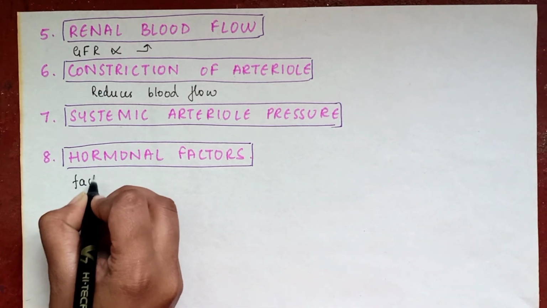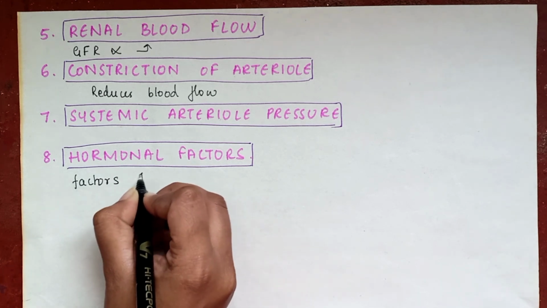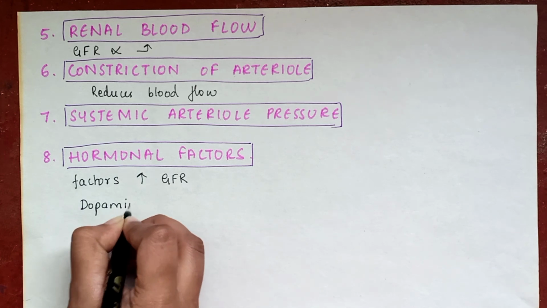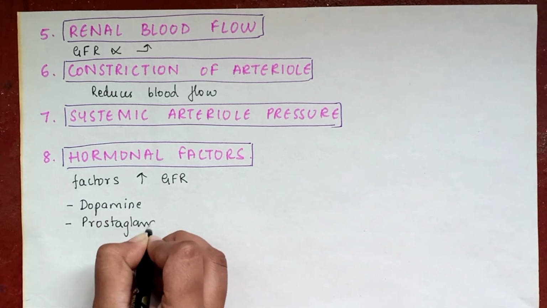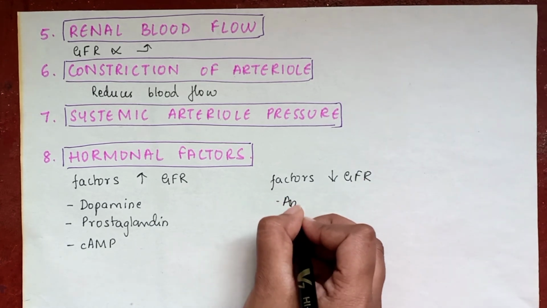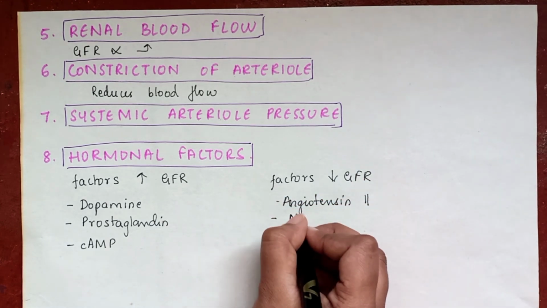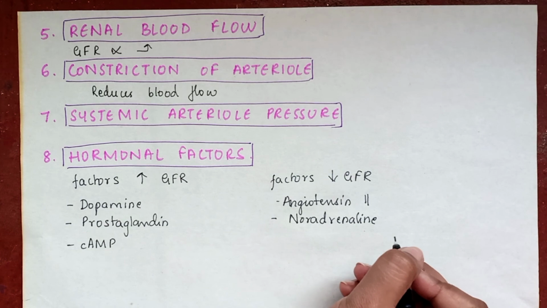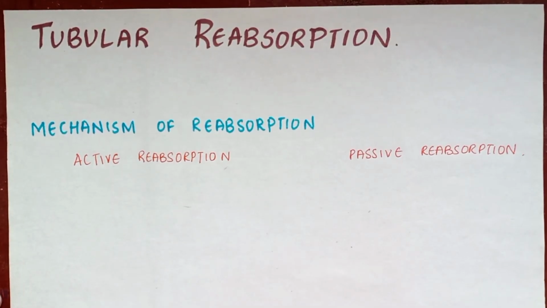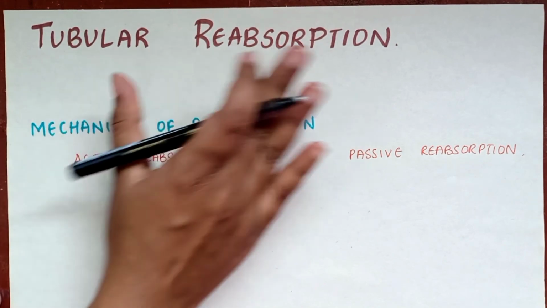The factors increasing the GFR are as follows. Dopamine increases GFR, prostaglandin increases, and cyclic AMP increases. The factors which decrease GFR are angiotensin 2, noradrenaline, platelet activating factor, and many such. Tubular reabsorption will be taken in the next part.